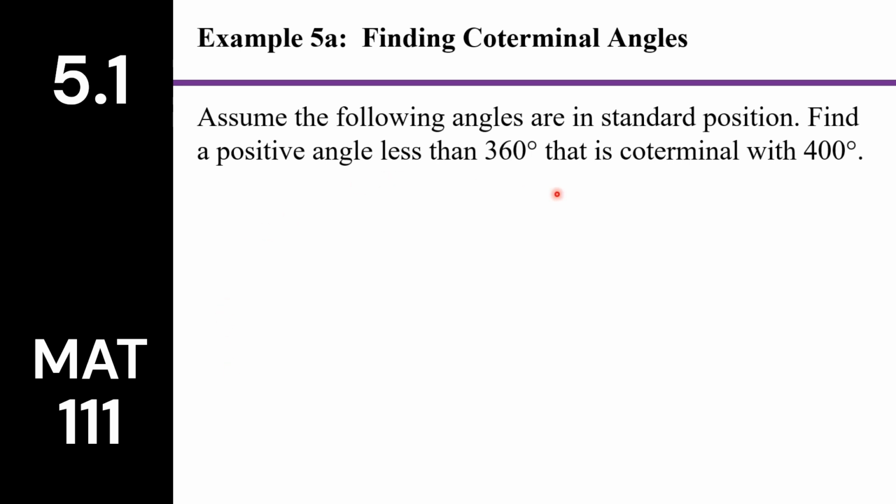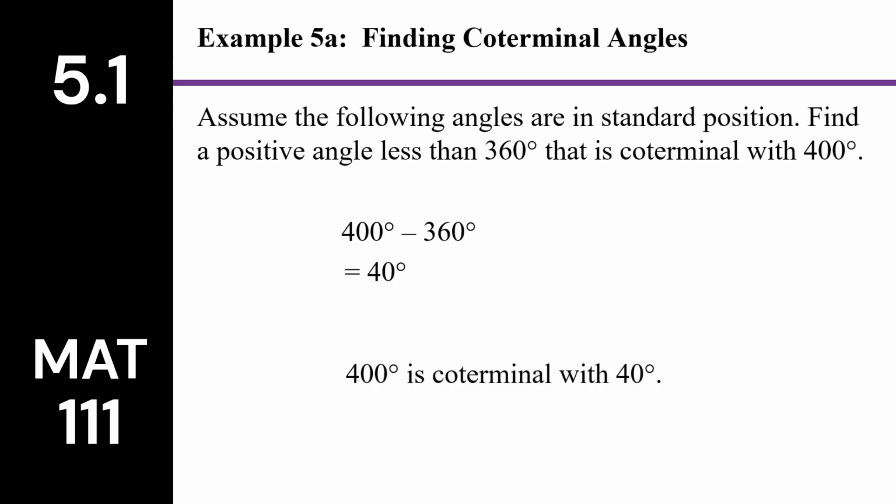Here's an example. We have a 400 degree angle, and they want us to use a coterminal angle that is positive but less than 360. So we'll need to take our 400 degrees, which is more than 360, and we subtract 360 degrees, and that gives us 40 degrees. So 400 degrees is coterminal with 40 degrees.